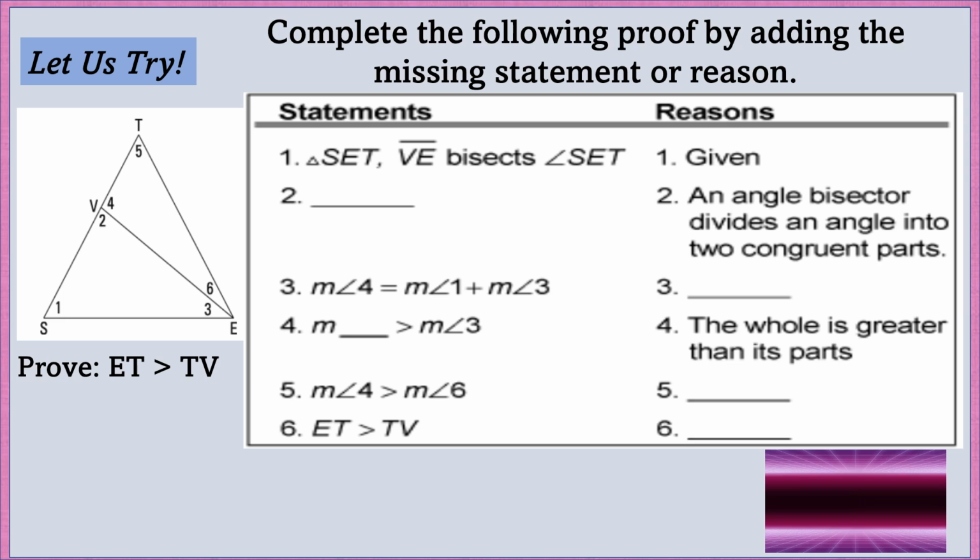Okay, try this activity. Complete the following proof by adding the missing statements or reasons. So we have here in number 2, the missing part is on the statement. In number 3, the missing part is on the reason. For number 4, the missing part is on the statement. Number 5, the missing part is in the reason. And for number 6, the missing part is on the reason. Now, I will be giving you 2 minutes to answer this activity.